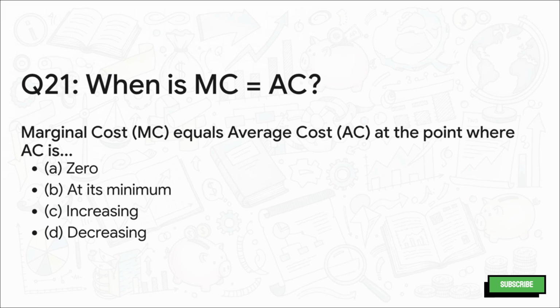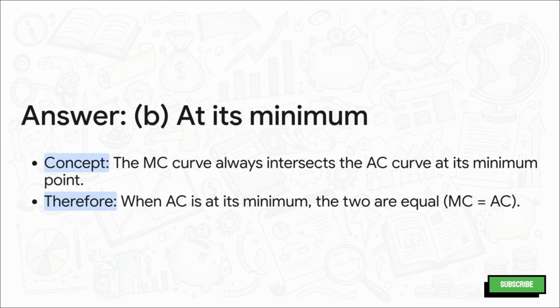The question is, marginal cost, or MC, is equal to average cost, or AC, at the point where AC is what? Is it 0, at its minimum, increasing, or decreasing? Take a moment and think about it. And the correct answer is option B, at its minimum.